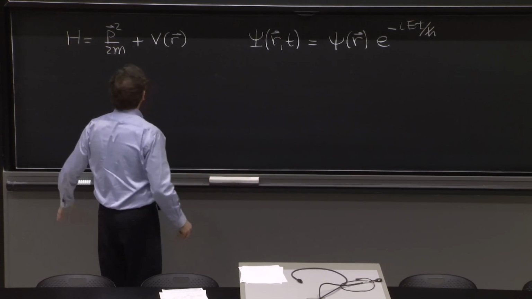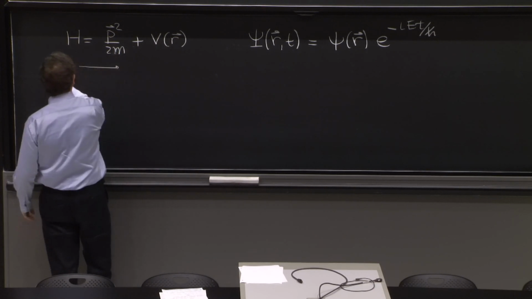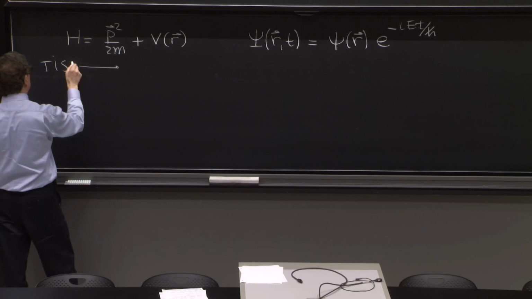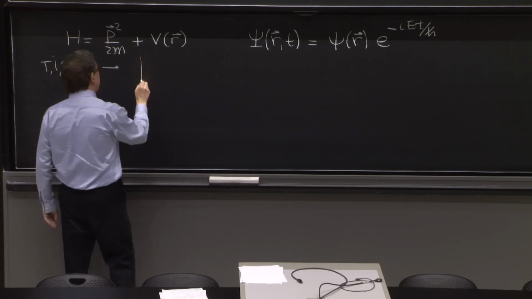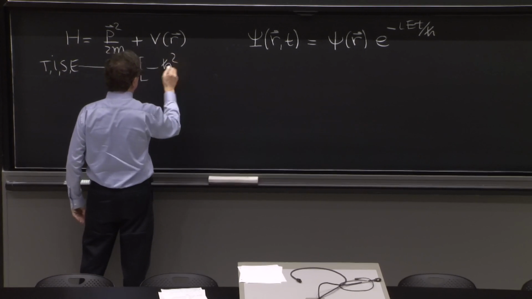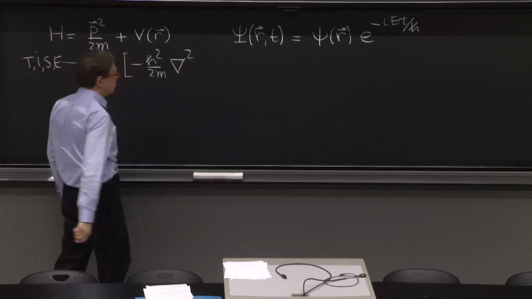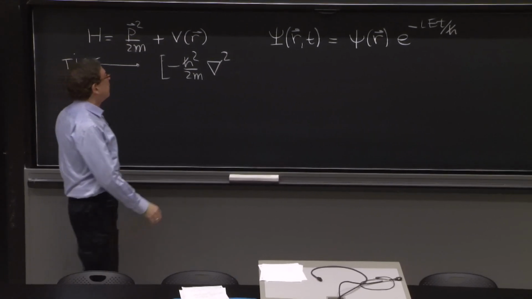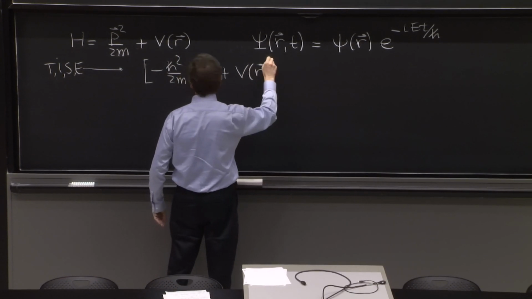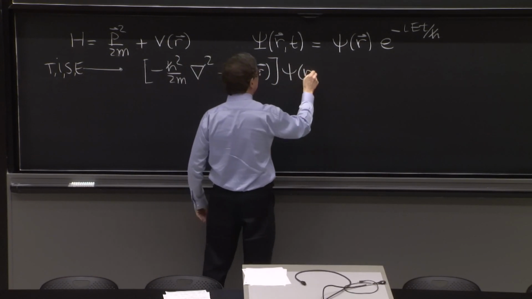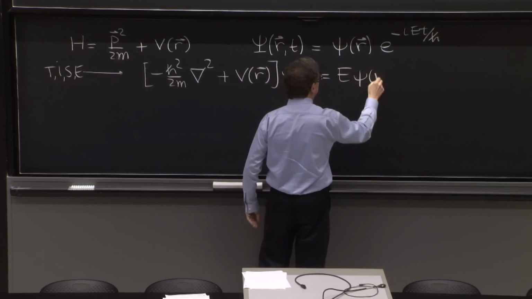And then the equation that you have to solve, the time-independent Schrödinger equation, becomes minus h bar squared over 2m Laplacian plus V of r acting on psi of r is equal to E psi of r.